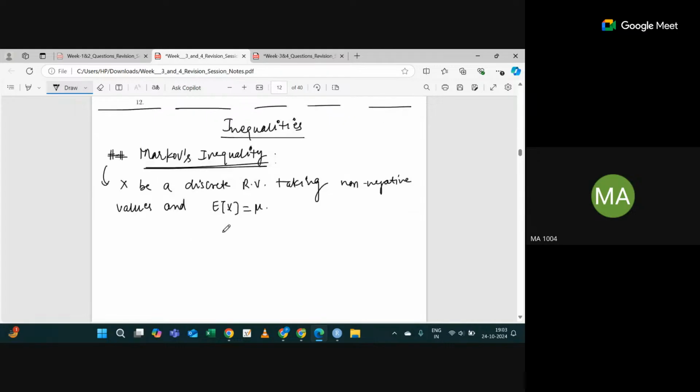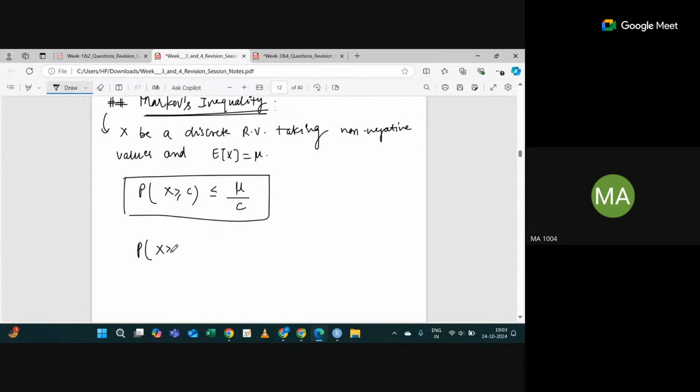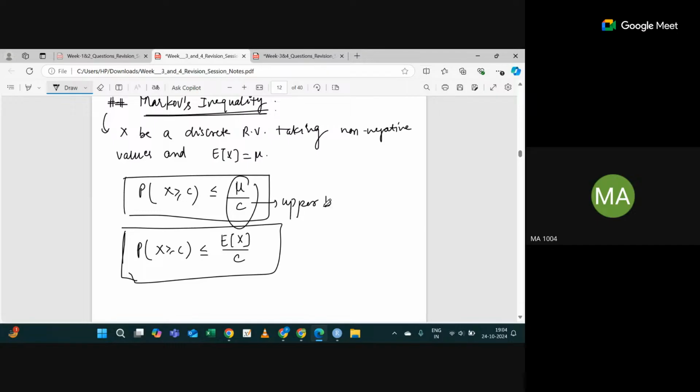The probability that x is greater than or equal to c is less than or equal to mu by c. That means the probability that x is greater or equal to c is less or equal to the expectation of x divided by c. From where this formula came and its derivation, we can do later. Let's try to understand the idea behind this. What kind of bound is this? This is an upper bound, right? Because this probability can't exceed this value.